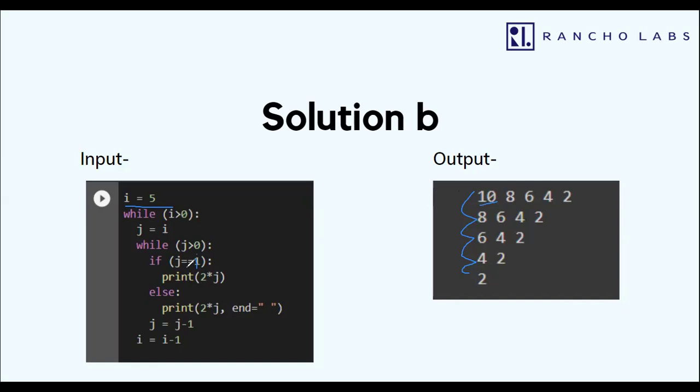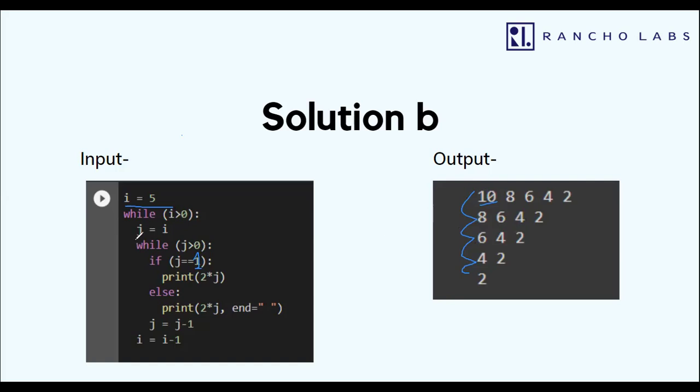Here j and i are not equal. Sorry, this is 1 only, guys, not i. This is 2 into 5, this is 2 into 4, this is 2 into 3, 2 into 2 and 2 into 1. So when i equals 4, from 2 into 4 it should start. When i equals 3, 2 into 3 it should start.